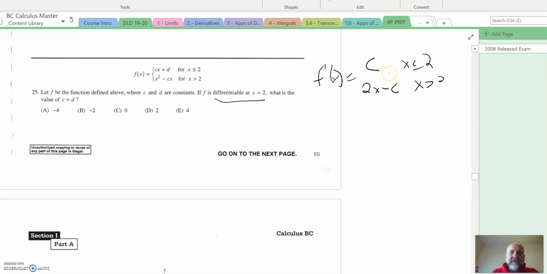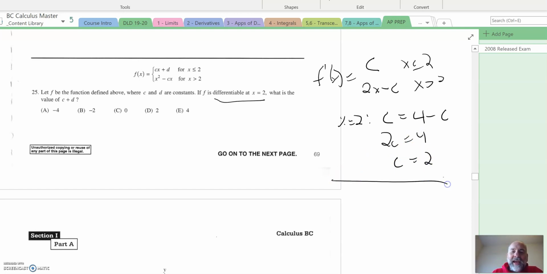And these derivatives need to come to the same value on either side of 2. So we need to make sure at 2 they would be the same value. So when x equals 2, then c, whatever c is, has to be equal to 4 minus c. So 2c equals 4, so c equals 2. Awesome. I need to know d also.